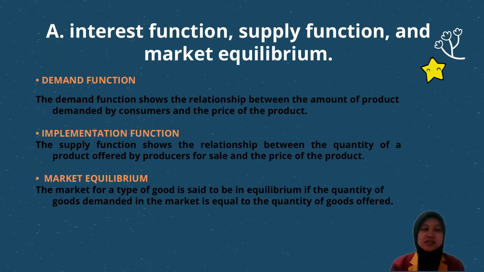Next, supply function. The supply function shows the relationship between the quantity of a product offered by producers for sale and the price of the product. Market equilibrium. The market for a type of good is said to be in equilibrium if the quantity of goods demanded in the market is equal to the quantity of goods offered.